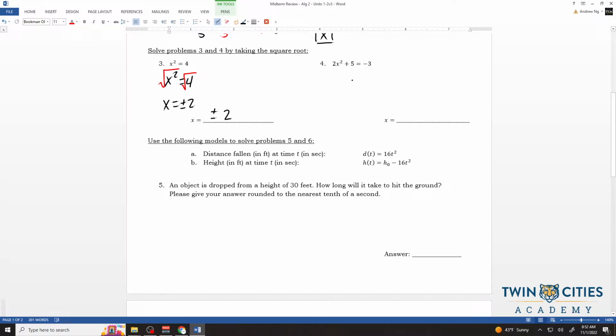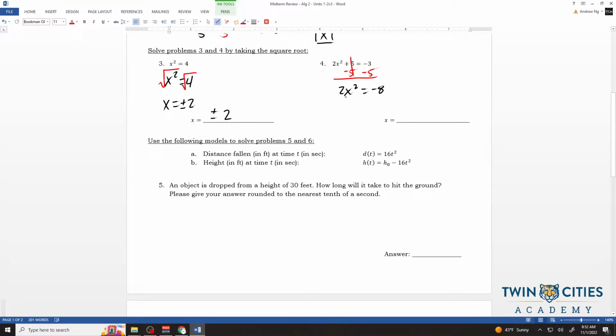Okay, what about over here? 2x squared plus 5 equals negative 3. First, I have to get the x squared by itself. So I'm going to subtract 5 from both sides. This will be 2x squared equals negative 8.